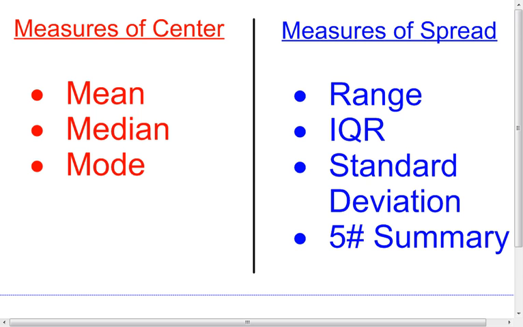Standard deviation is what we are going to be focusing on today, and so I will talk about that a little bit more. It probably doesn't mean a whole lot to you right now, but it will. And then the 5-number summary is made up of the min, the Q1, the median, the Q3, and the max. And so those 5 things put together also give you a little bit of idea of spread of data. Okay?